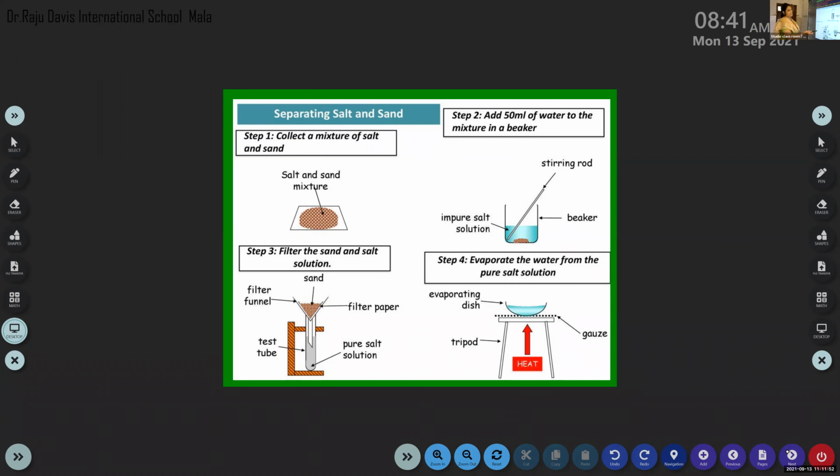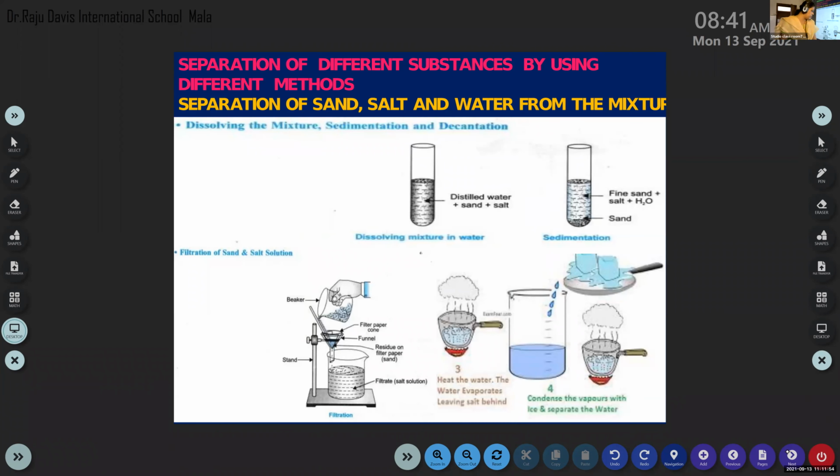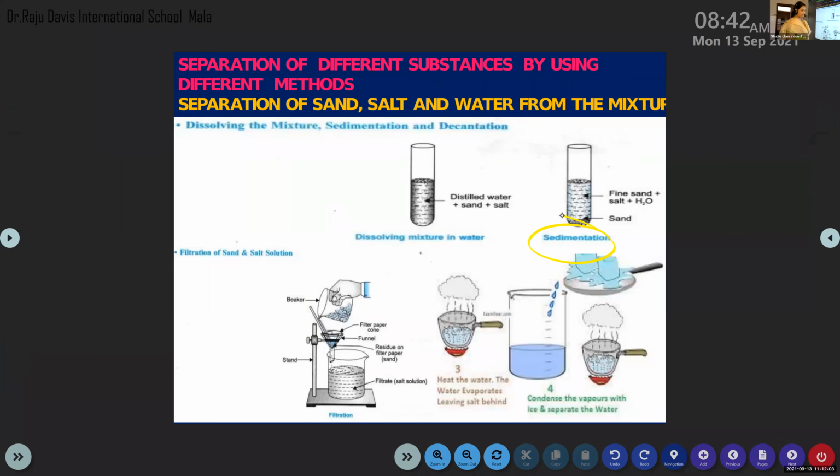So I think we have already discussed this. Correct? Okay, fine. So in this process, how many processes are involved? Sedimentation, filtration, condensation, evaporation. Very good. So sedimentation, filtration, evaporation, and then condensation.